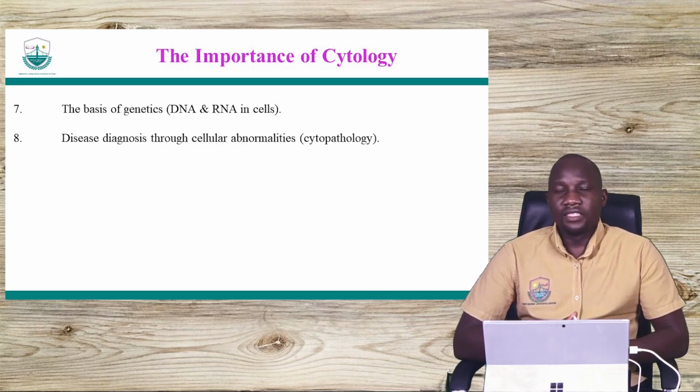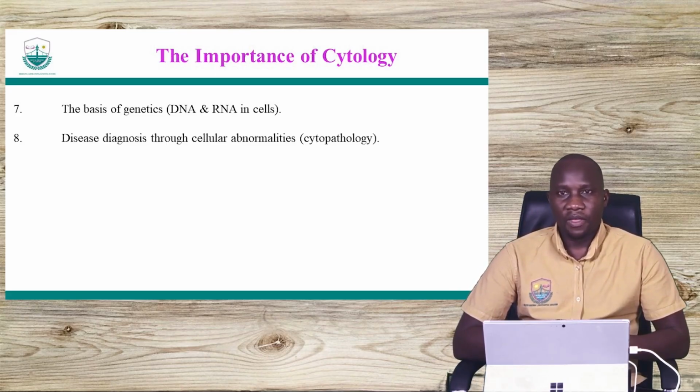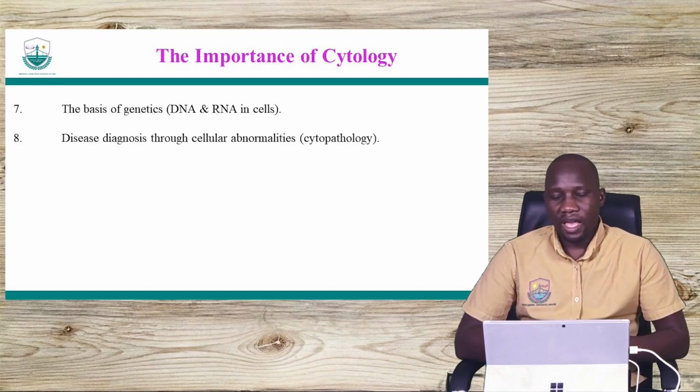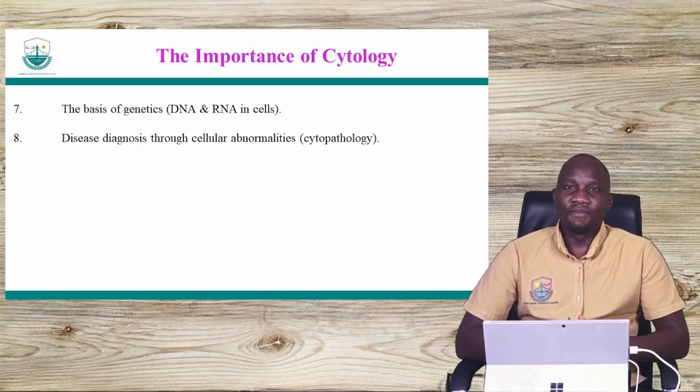And then inside the cells, we have what we call genetic material, often contained in the DNA and RNA. So when we study cytology, we can describe this genetic material in terms of structure and how it is transferred from the parents to the young ones. And if we look at the structure of cells, you can know what is happening to someone's body.